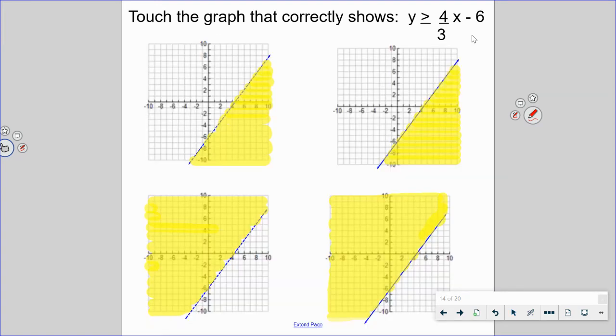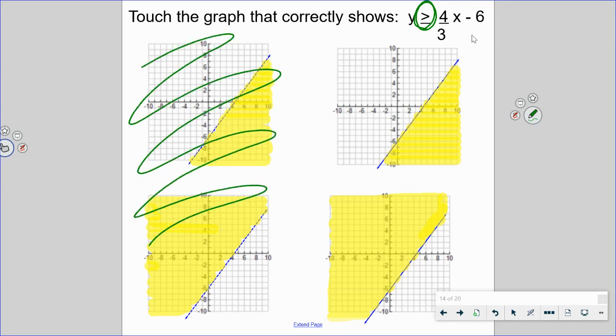And so we have the following possibilities. The first thing I notice, because of the or equal to sign, it can in fact be on the line. So I immediately cross off the left two examples that have dashed lines. The points on the lines, all the infinite points on the lines could be true. And so it's got to be one of them on the right. It's got to be a solid line.